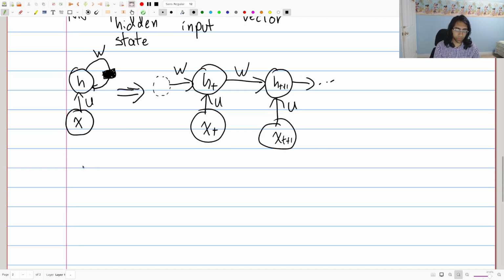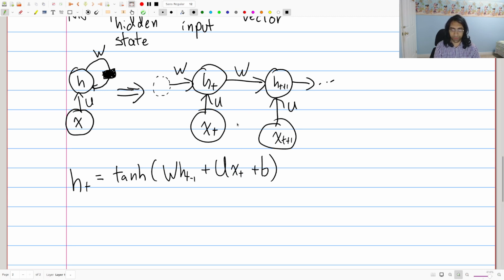And let me be a bit more precise as to how we actually compute this. I'm just saying take some combination of these. Well, that's not exactly what it is. In particular, we let h_t be equal to a nonlinearity, often tanh, of W h_{t-1} plus U x_t plus b. There's a bias term which I just didn't put in anywhere because it's not clear where exactly to stick it. But anyway, this is essentially how h_t is calculated.